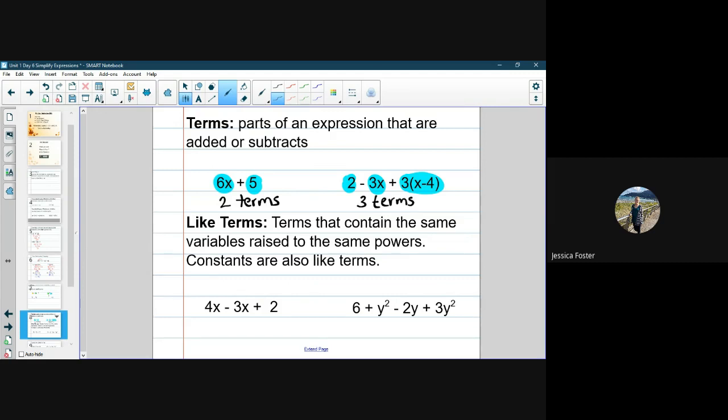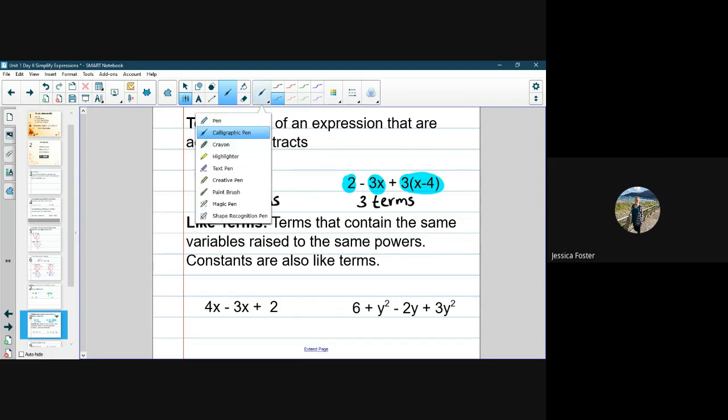Now, like terms are terms that contain the same variable that are raised to the same powers. All constants are also considered like terms. So we talked about constants earlier. Constants are just numbers. So any number, they can just be added together as long as they don't have a variable that they're being multiplied or divided by.